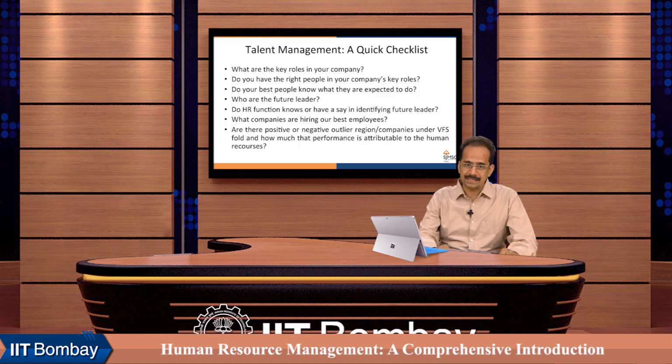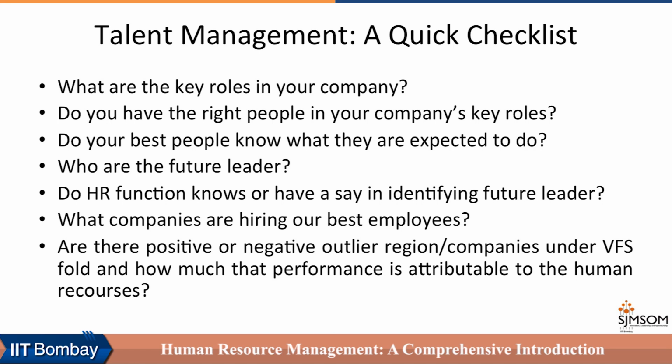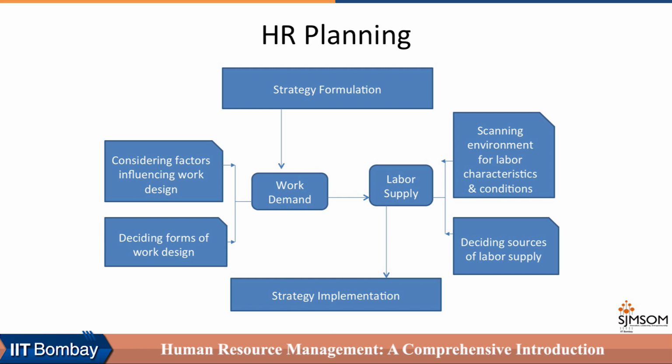The understanding of the work demand which arises from the strategy formulation leads to labor supply, and that supply is affected by the environment and the decision of the HR about whom to hire and how to hire, and labor supply results in strategy implementation. So, you can see that strategy formulation is one end and strategy implementation is another end. In between comes HR planning, and HR planning has a direct role on strategy implementation.